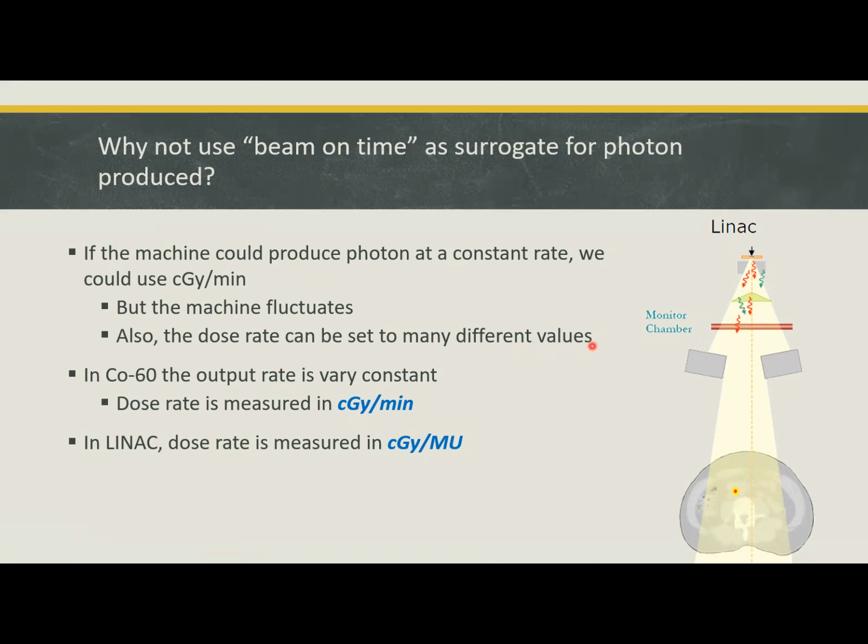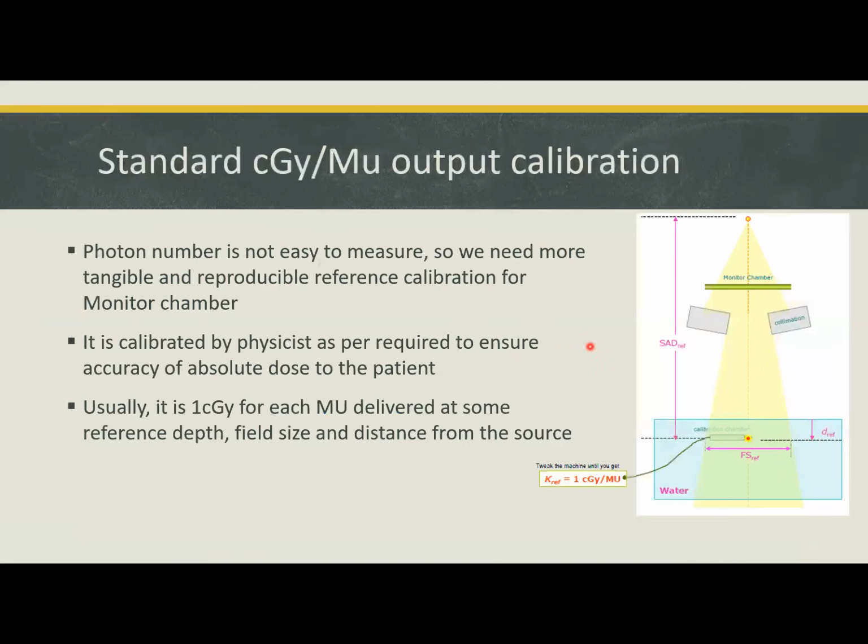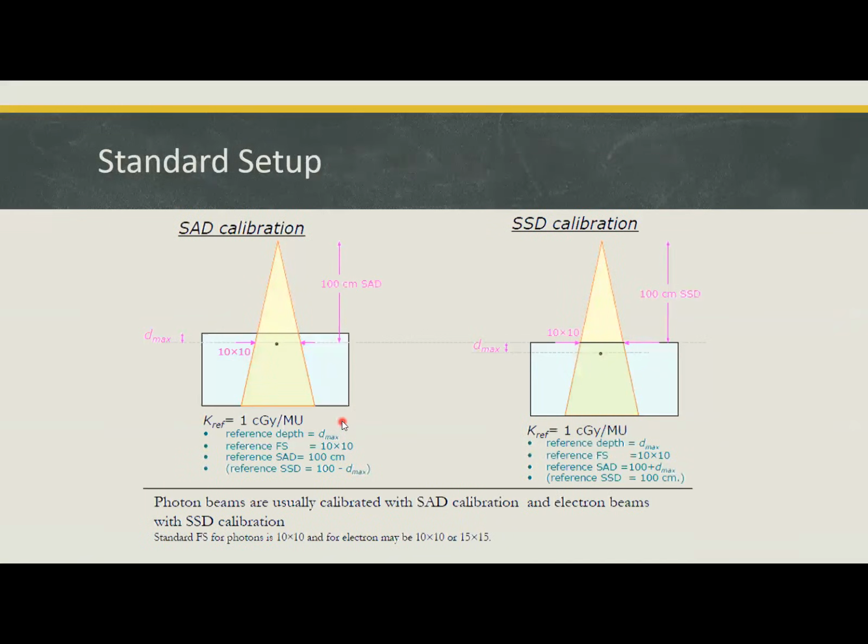In Cobalt 60, the output rate is very constant, so the dose rate is measured in centigray per minute. In a LINAC, dose rate is measured in centigray per MU. In the standard calibration method, we can't measure photon fluence simply, so we need a reproducible reference calibration setup. It is calibrated by a physicist to ensure accuracy of absolute dose to the patient. Usually it is 1 centigray for each MU delivered at some reference depth, field size and distance. So these are the standard setup.